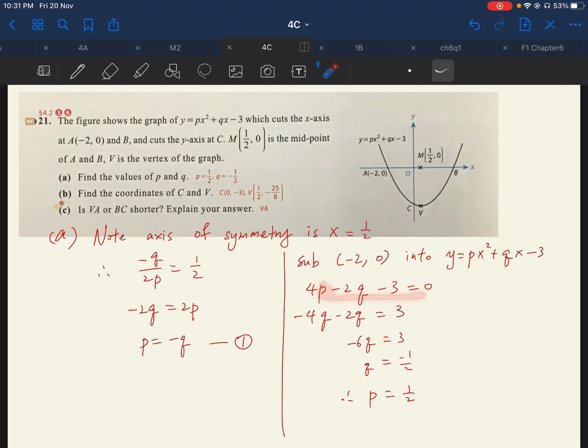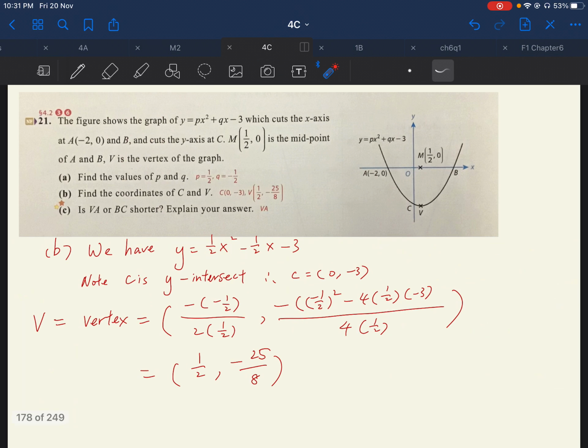Since p is just negative q, I put this into p. So after a lot of work, q is negative a half. Since p is negative q, p is just a half. So part A is done.